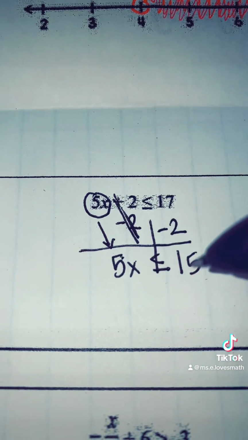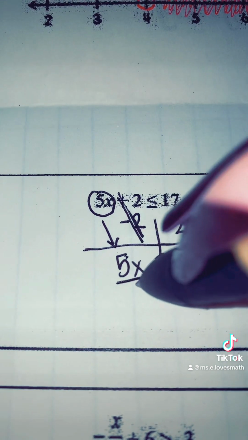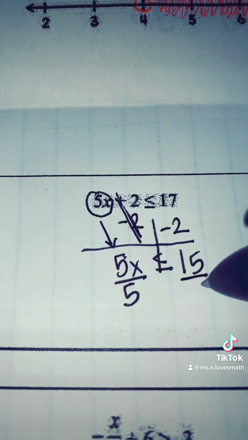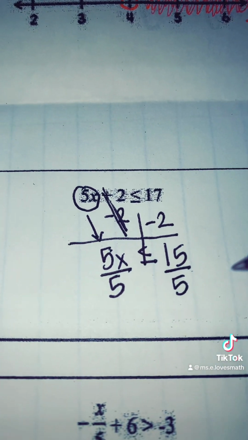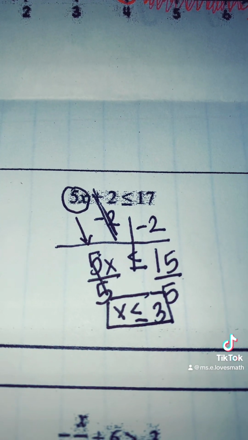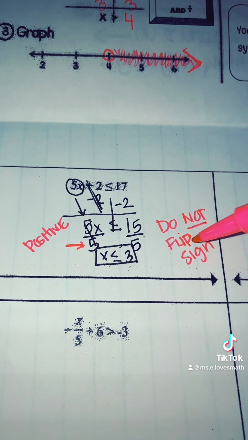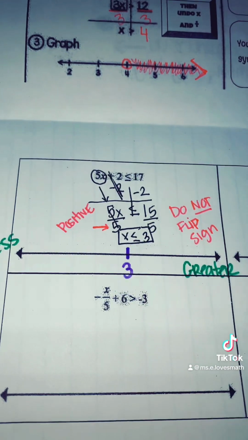Since x is being multiplied by 5, the inverse of multiplying by 5 is to divide by 5. If you do it on one side, you must do it to the other. We end up with x is less than or equal to 3. Since we divided by a positive, we do not flip the sign. Now we need to graph it.